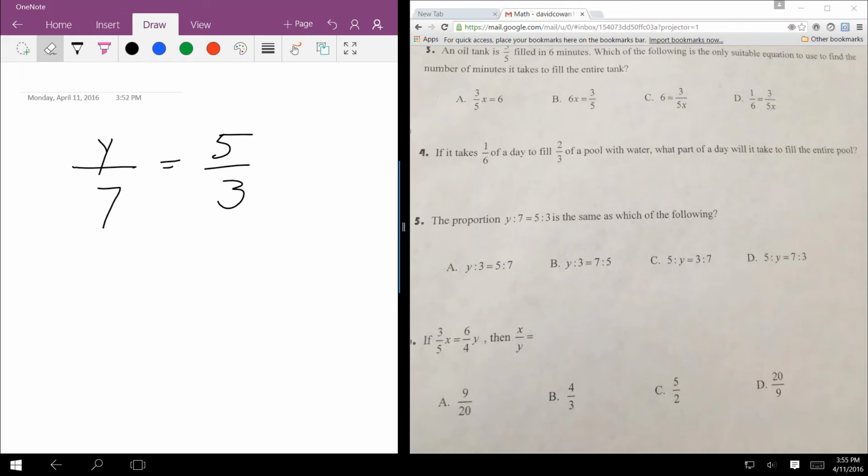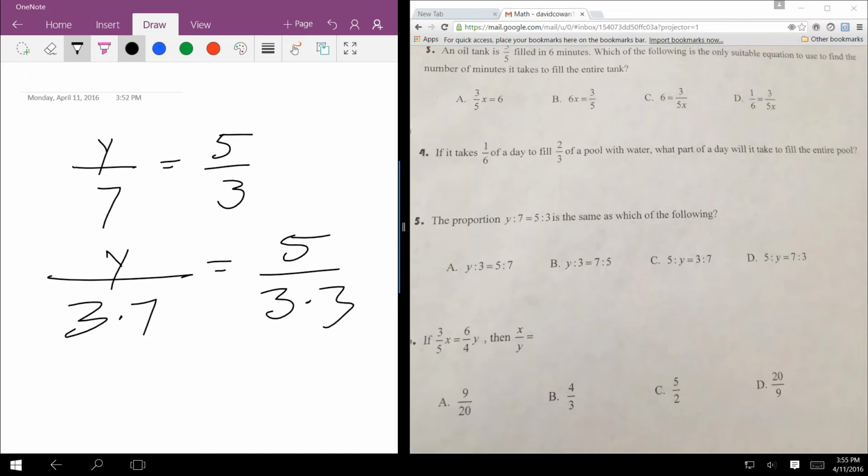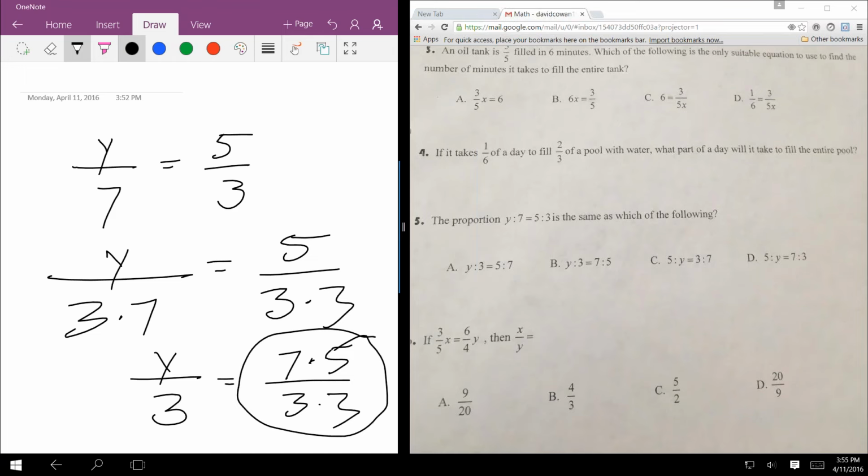I guess I could divide both sides by 3 so that I had, hold on, I guess I could do this. y is to 3 times 7 as 5 is to 3 times 3. Then I could multiply both sides by 7, so I could end up with y is to 3 as 7 times 5 is to 3 times 3. But that's not one of the choices. So I would never conveniently be able to turn this thing into a y is to 3.